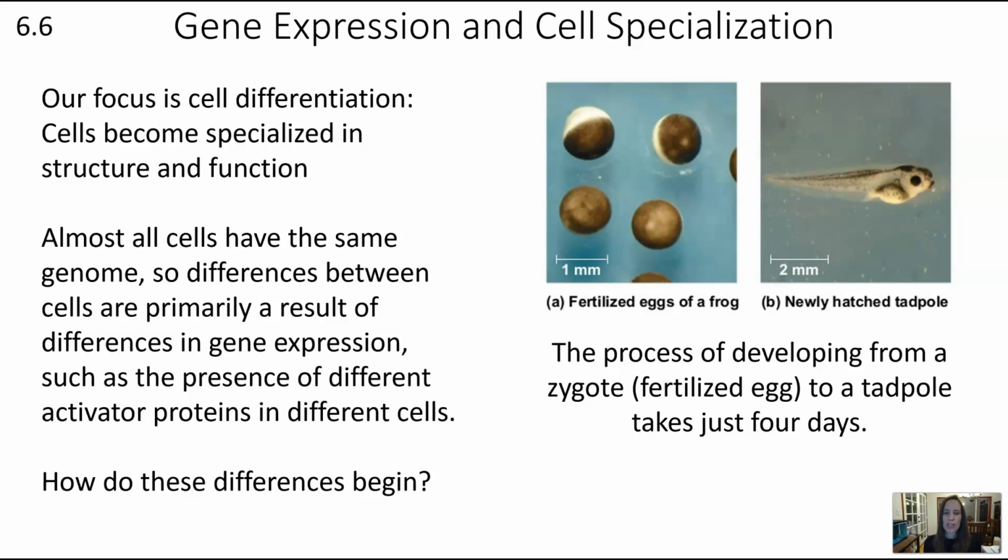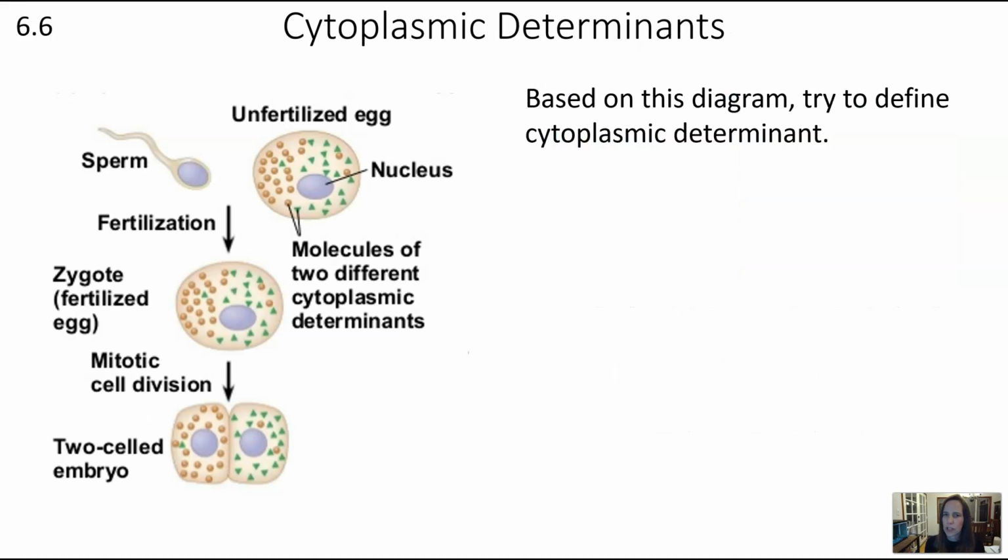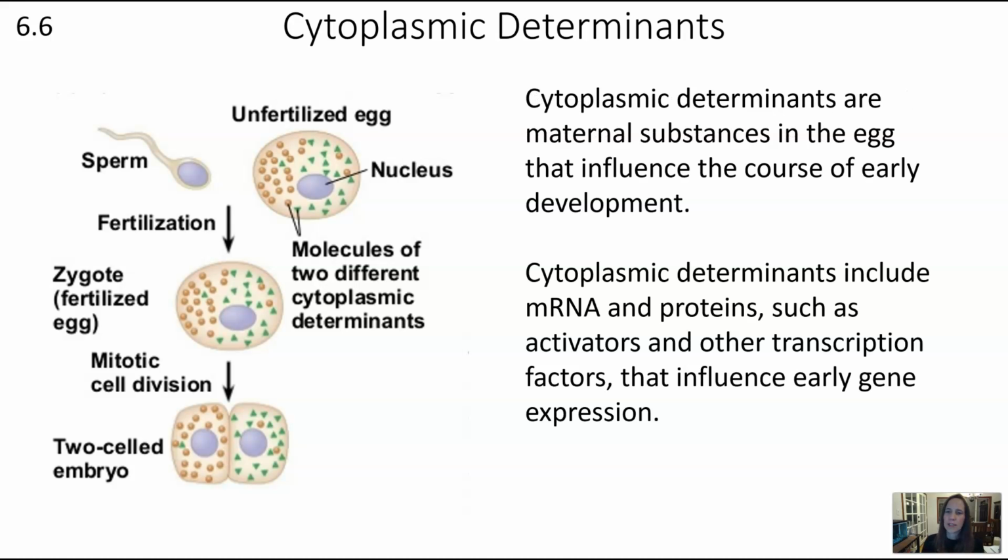For example, we can have the presence of different activator proteins in different cells, as we saw in the regulation of transcription in eukaryotic organisms. But how do these differences start? How do cells end up with different activator proteins in them to begin with? To answer that question, let's look at cytoplasmic determinants. Based on this diagram, try to define that term. Cytoplasmic determinants are maternal substances in the egg that influence the course of early development.